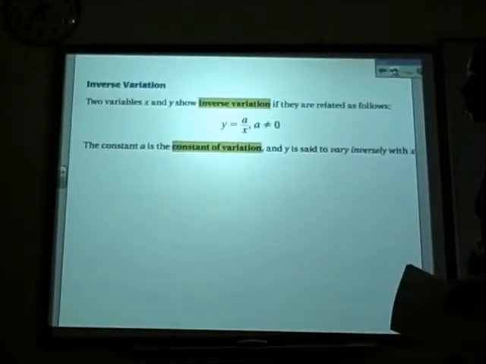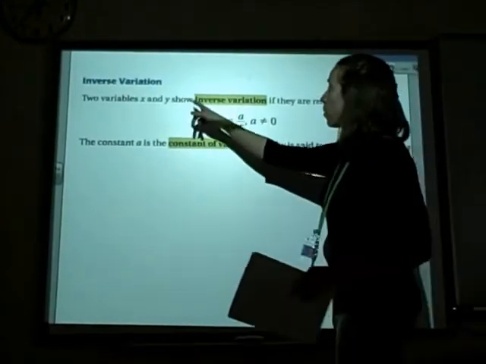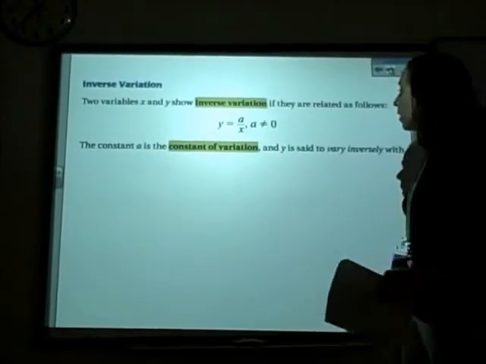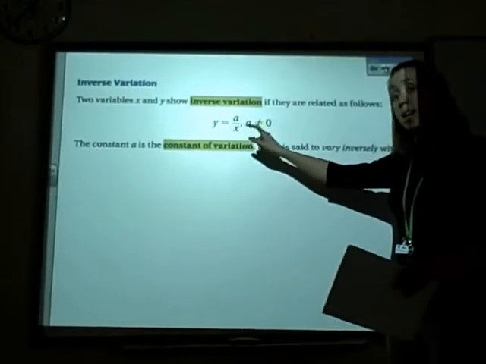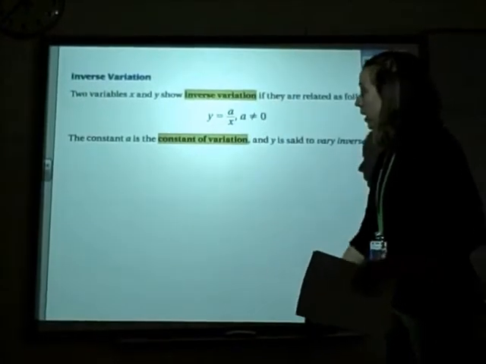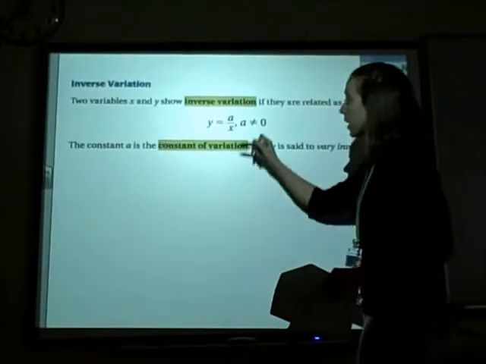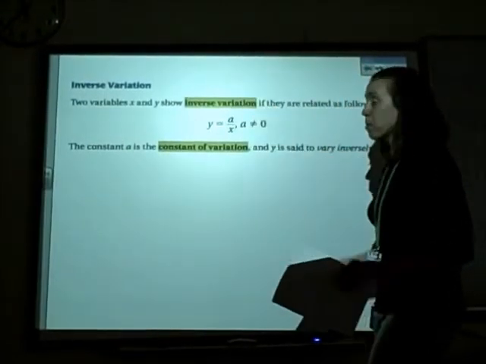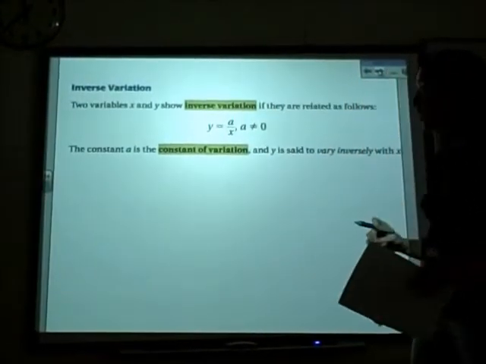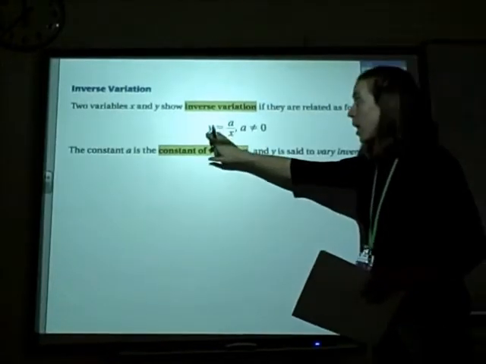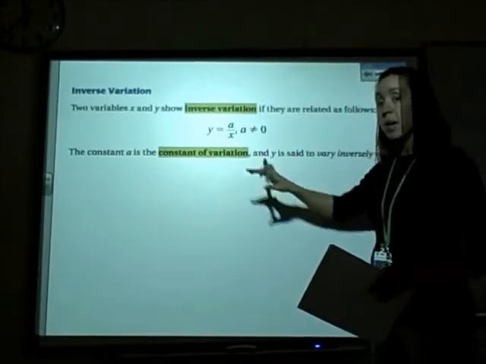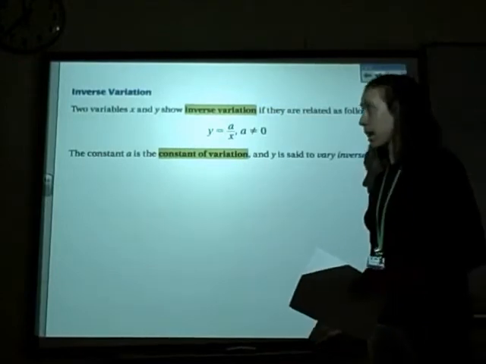Okay, here is the equation. Two variables, x and y, show inverse variation if they are related like this. And it has to look like this. It should be in the form of y equals the constant of variation, A, divided by x. If you have an equation that looks like that, with y, a number divided by x, then you have inverse variation.